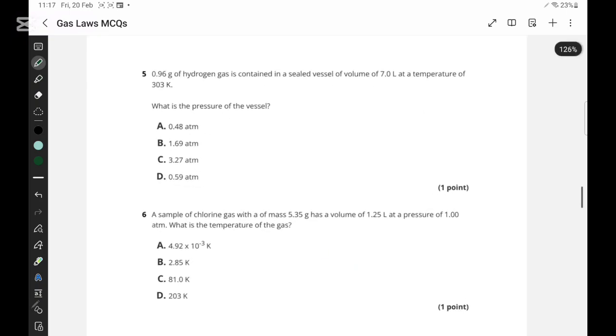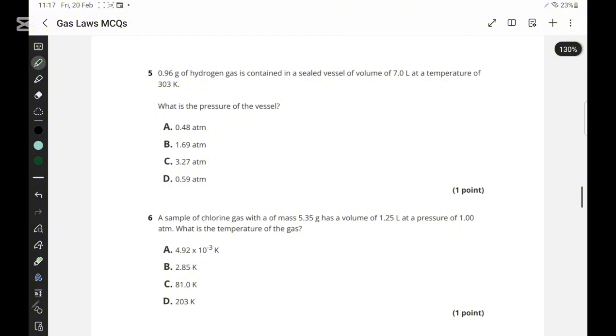So for the next question, they are saying 0.96 g of hydrogen gas is contained in a sealed vessel of volume 7 liter and a temperature of 303 Kelvin. So first let's find out the moles. Moles is equal to mass divided by molar mass, that is 2.016, and the answer comes out to be 0.476. And then if we want to find out pressure, then that is going to be nRT divided by V.